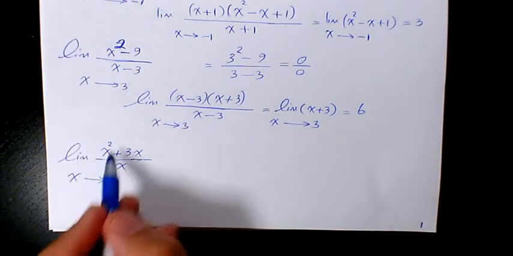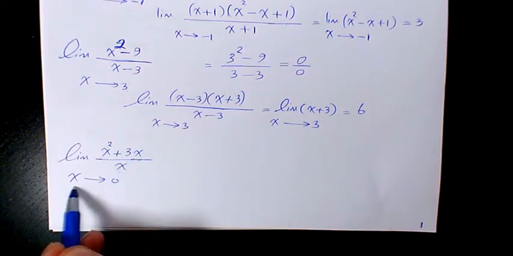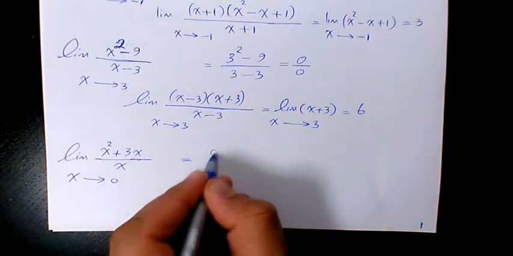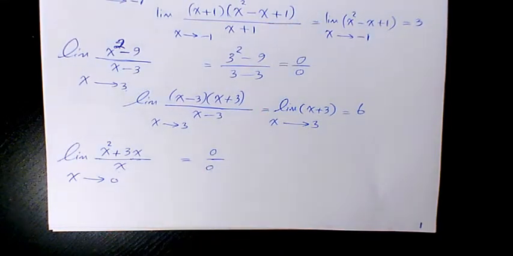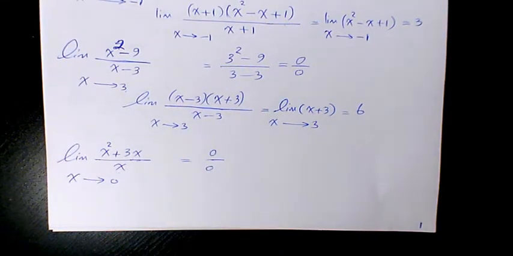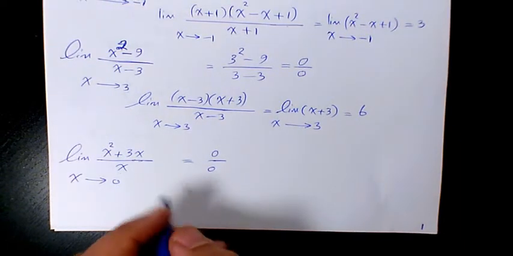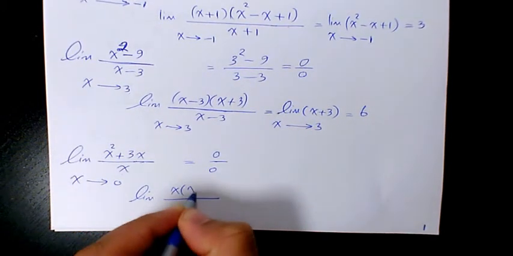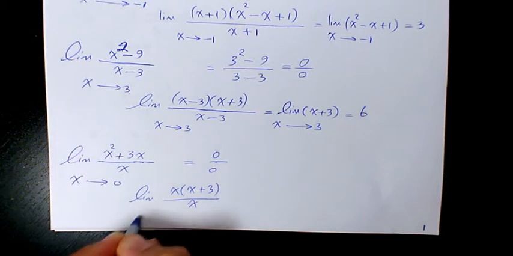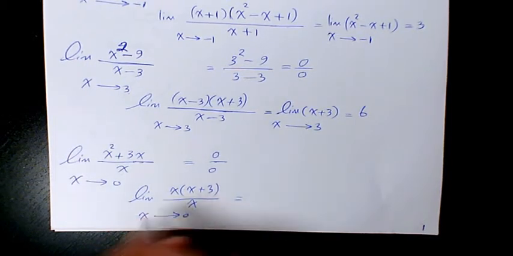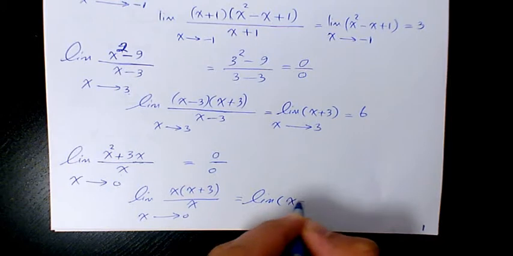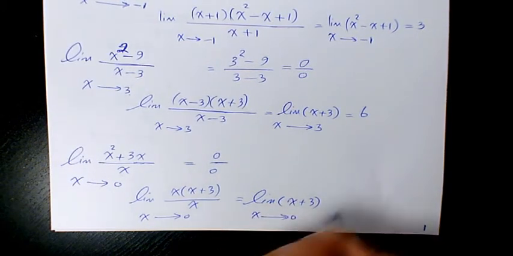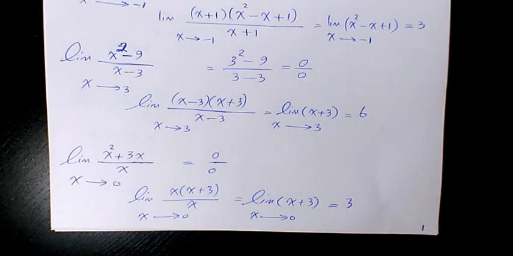Next one, limit of x squared plus 3x over x when x approaches 0. Again, when you sub it in, it's going to be 0 over 0. It means that we need to factor it and use the dividing out technique. I factor the numerator: x times x plus 3 over x when x approaches 0. These two cancel out. It's going to be limit of x plus 3 when x approaches 0. That's going to be equal to 3.